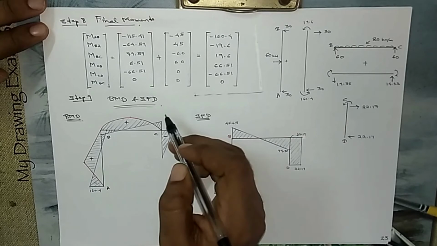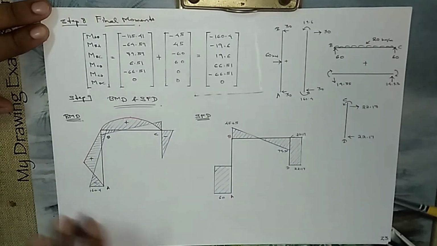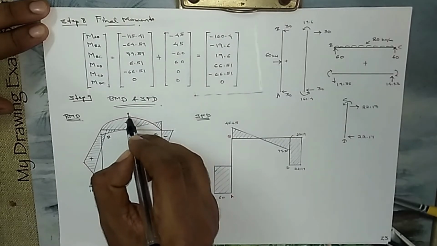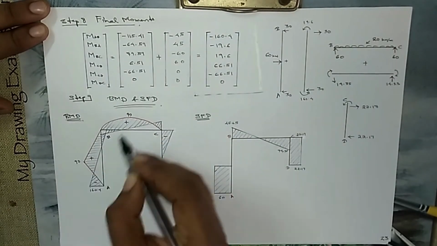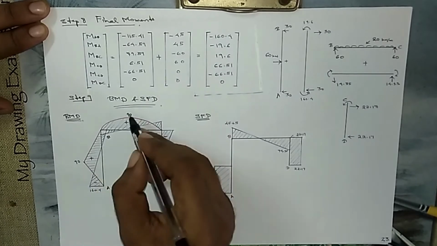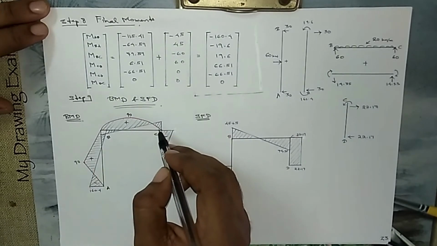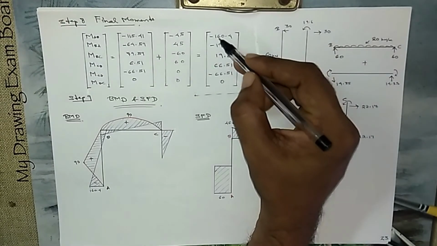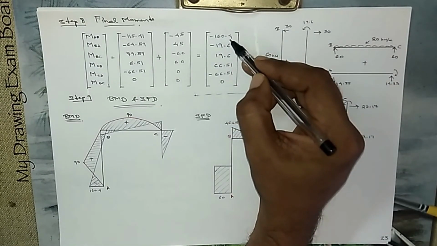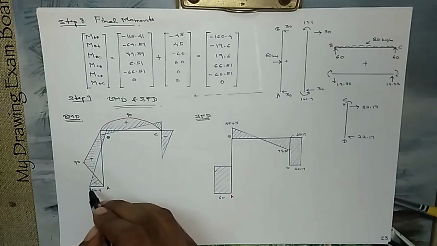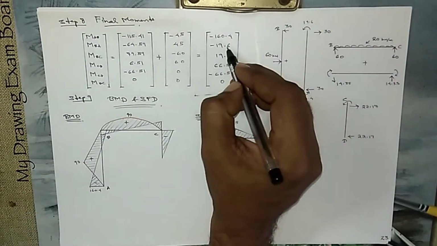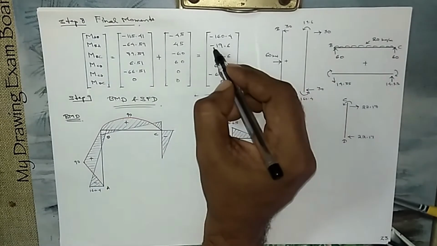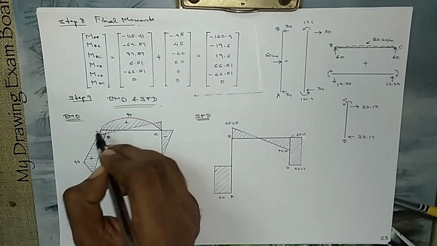For the BMD and SFD, I have already drawn it. I am just going to explain it. So in this figure, this is 90 and this is 90. These 90 values which I got, I already explained in the previous problem. So other parts I will discuss here. That's the final moment, minus 160.4. I drew it here. Then minus 19.6, I will draw it towards the right. If this was plus, I would have drawn it the other way.